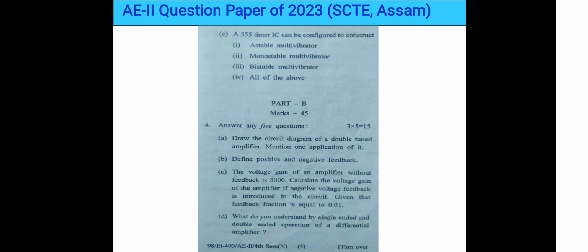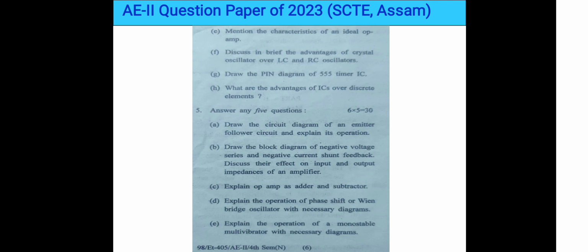4D: What do you understand by single-ended and double-ended operations of a differential amplifier? Next, E: mention the characteristics of an ideal op-amp. Discuss in brief the advantages of a crystal oscillator over LC and RC oscillators. Draw the pin diagram of the IC 555 timer IC. Question number 4H: what are the advantages of ICs over discrete elements?